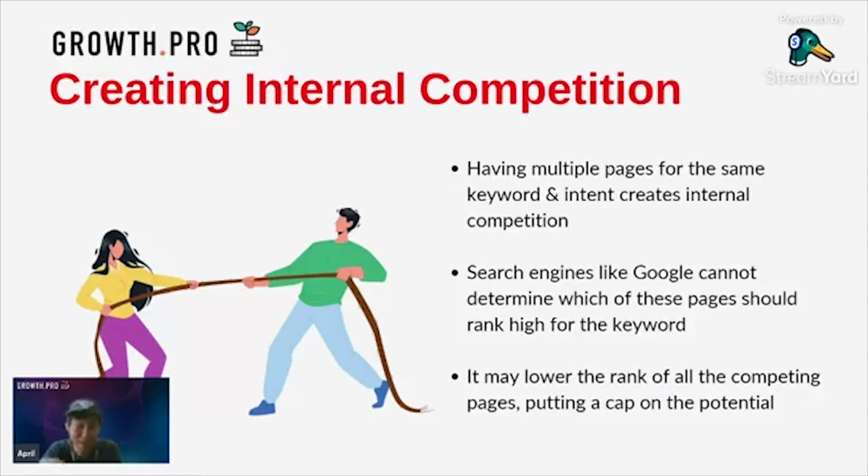So for example, if you have 3 different pages trying to rank for the same keyword, and all 3 of these are being seen as not super relevant to the keyword, just because they are basically competing with each other, then that may potentially put a cap on your ranking potential. So instead of being able to rank one very strong page on position number 1, you are currently ranking 3 different pages on maybe position number 9, number 10, maybe even on page 3 and 4. That's what internal competition can do to your ranking.